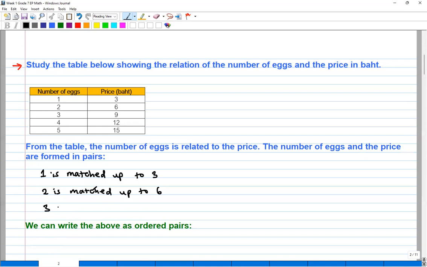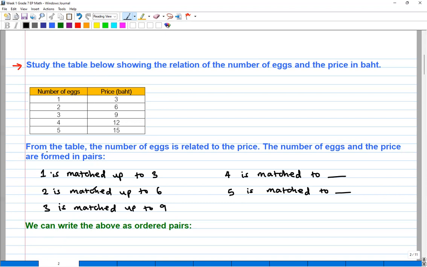3 is matched up to 9. Then 4 is matched up to, you can complete that. 5 is matched up to, you can complete that.